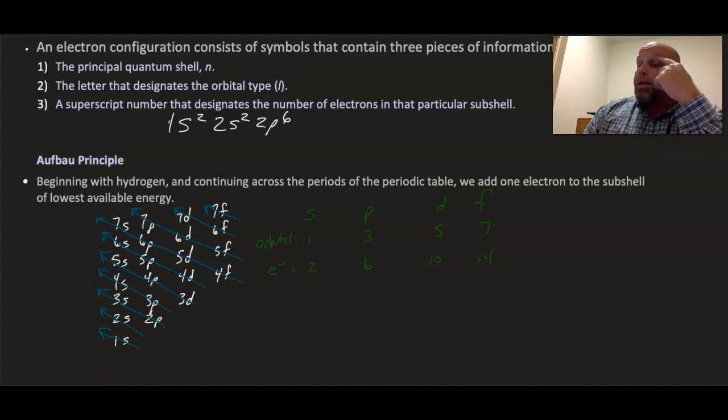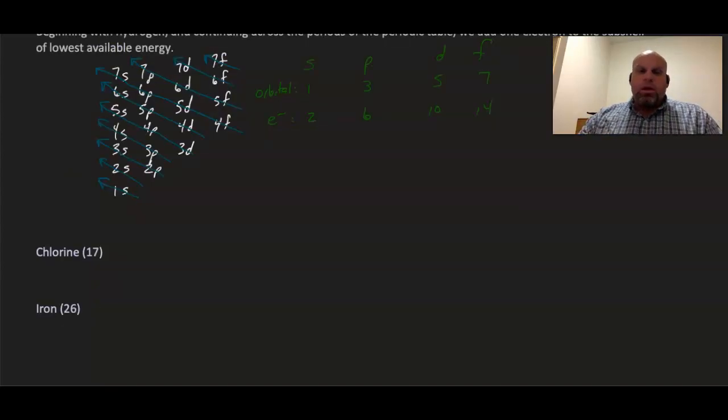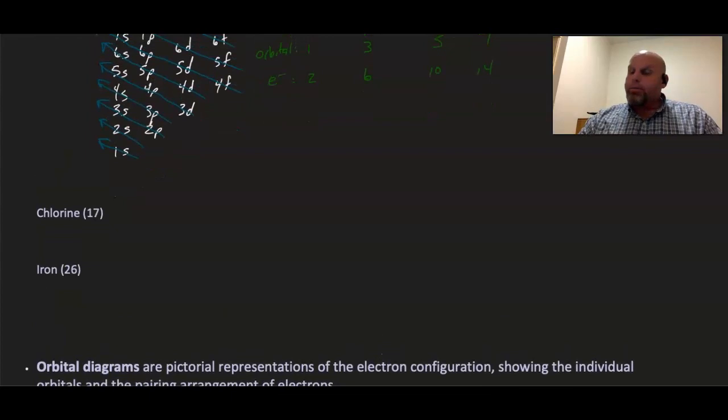So if we know how many electrons each subshell can hold, and we know the order in which they fill, it's just a function at that point of counting. Let's try a couple. I have chlorine and iron here. I've written the number of electrons present, 17 for chlorine. I'm going to start here on my diagram at the bottom arrow, and we're going to follow the arrows and count up to 17, filling every subshell as we go.